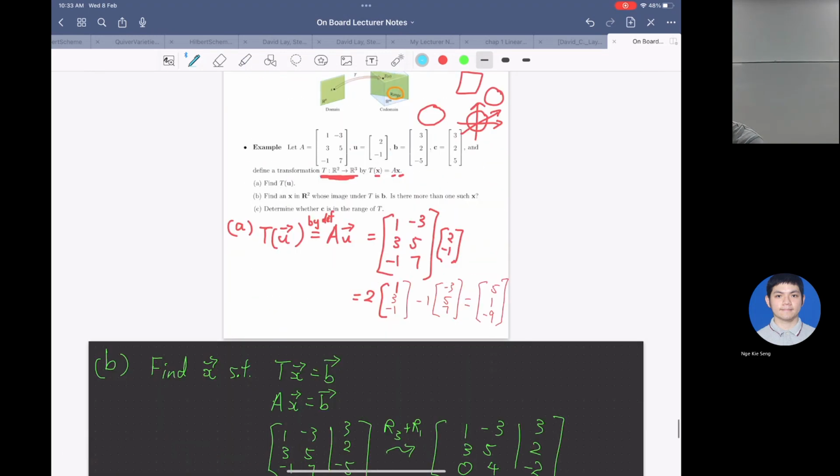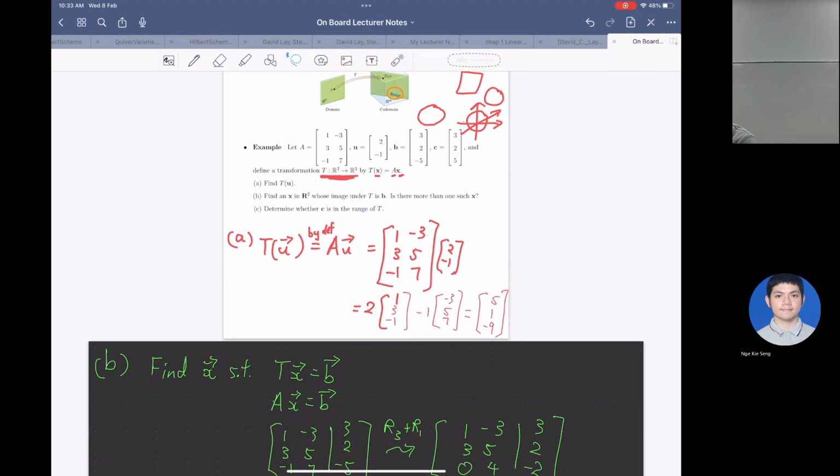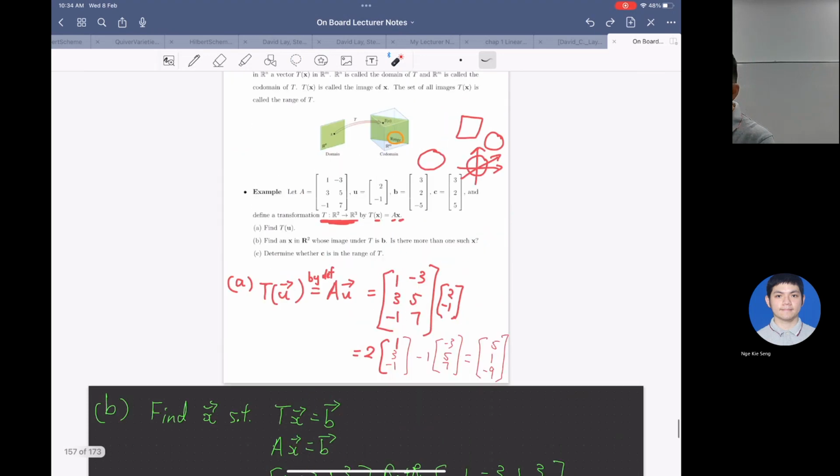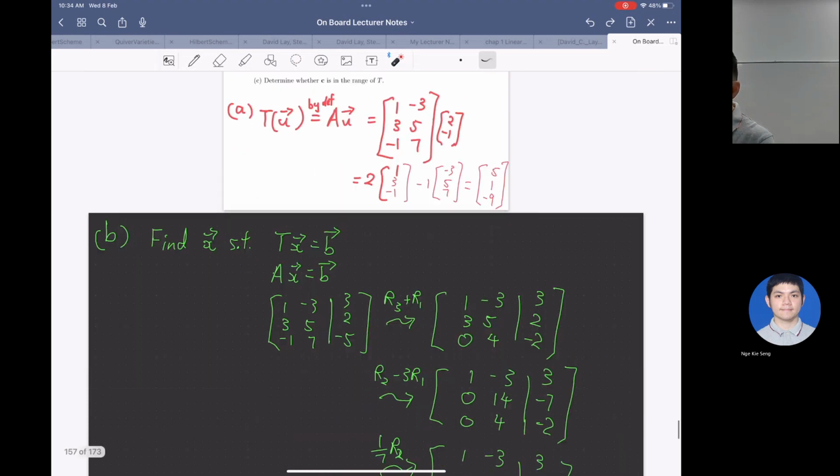This part is determine whether C is in the range of T. So you want to ask whether T can hit C or not. It's actually the same question as B. So the third question is determine whether C can be hit by T. Here I let you try.